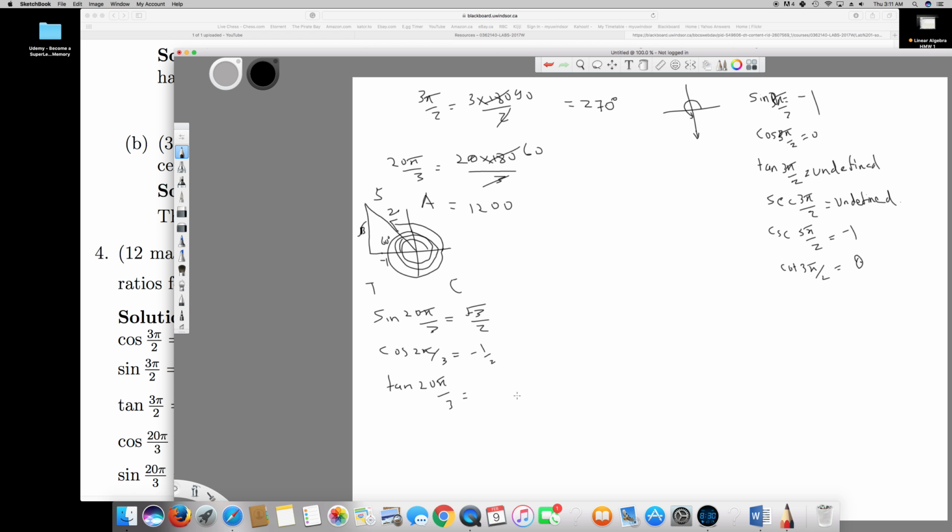So sine is root 3 by 2, cos is negative 1 half, so tan is going to be negative root 3, and cosec is going to be the reciprocal of sine, so 2 over root 3, and sec is going to be the reciprocal of cos, which is minus 2, and cot is going to be the reciprocal of tan, which is minus 1 over root 3. So we find all the variables and let's move to the next question.